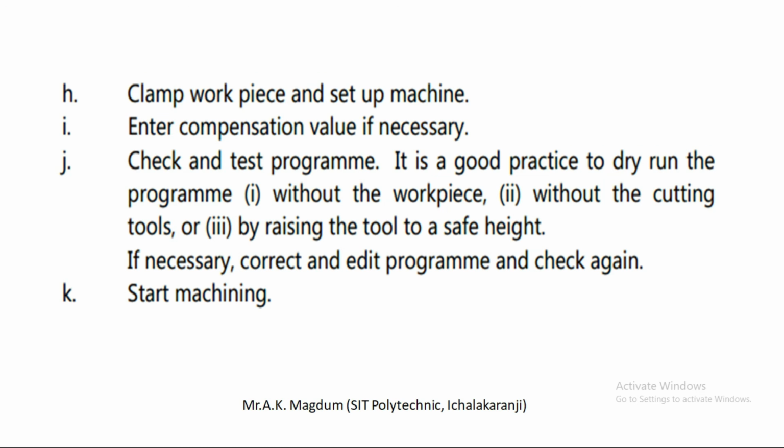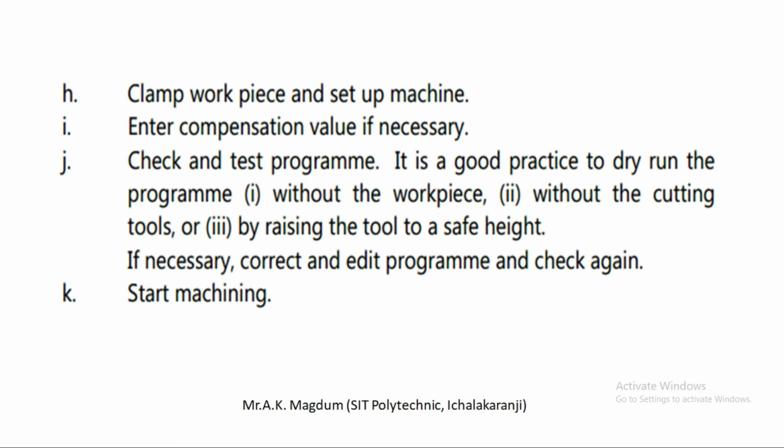Next one is to check and test the program. It is good practice to dry run the program. The CNC machine has one feature, the dry run feature, and with the help of that facility we can carry out the operation without the workpiece. Dry run means what? In the chuck there is no workpiece available, and we only carry out the tool movements over the workpiece surface to see how it looks, and the graph is plotted on the LCD screen or display of the CNC machine.